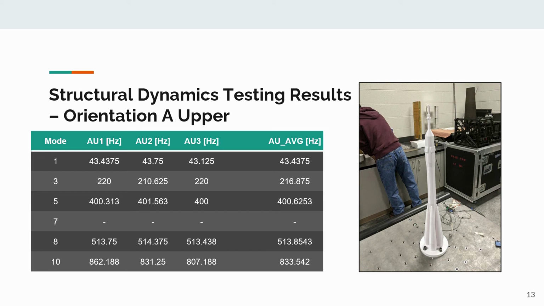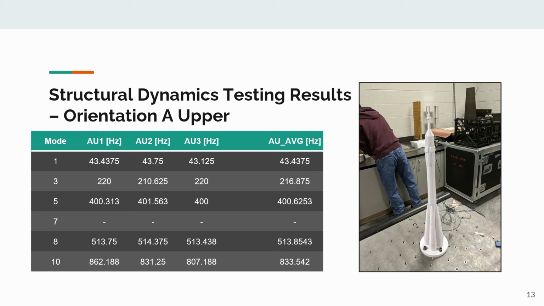For Mode 1, in Hertz, the average frequency was 43.4. Mode 3, 216.9. Mode 5, 400.6. Mode 8, 513.9, and Mode 10, 833.5.